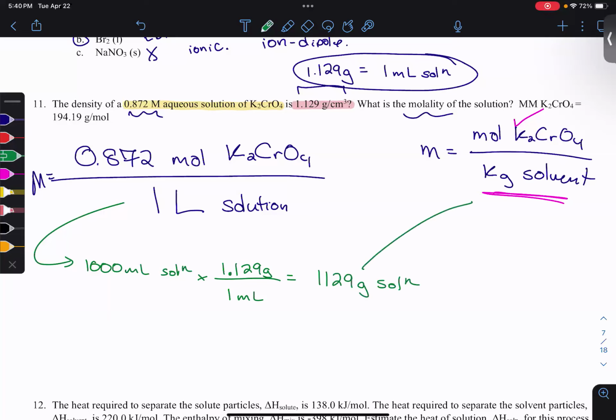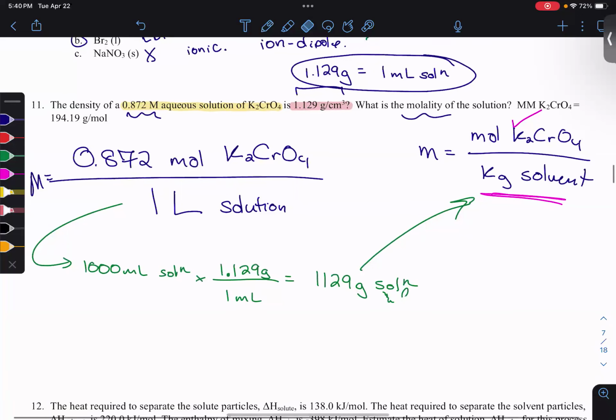Cool, so is that my denominator? Oh, I just have to convert it to kilograms, right? It's 1.129, is that right? No, what's wrong? This is grams of solution. We need grams of solvent. So what is the solution? The solution is the mass of your solute and your solvent. We just want the solvent component. That's all we want. So we need to figure out how much the solute weighs. Just subtract that out, okay?